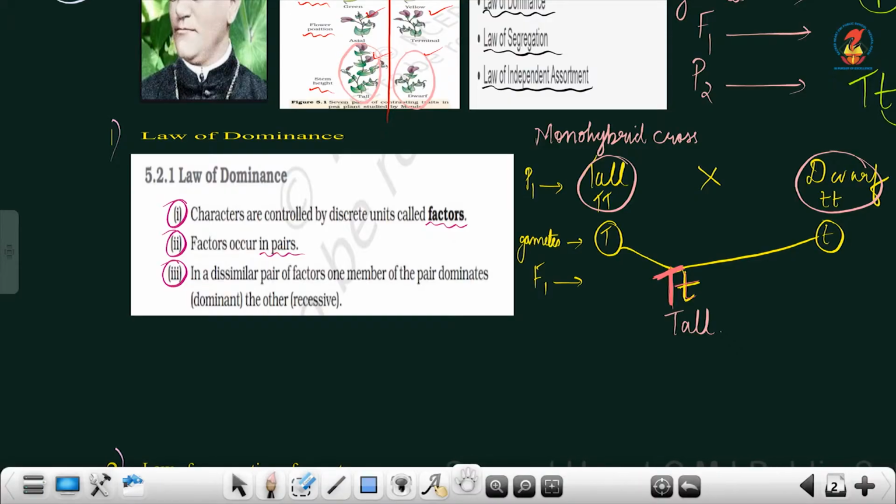Next, so once again, law of dominance. The three postulates: characters are controlled by discrete units called factors. Second postulate, factors occur in pairs.